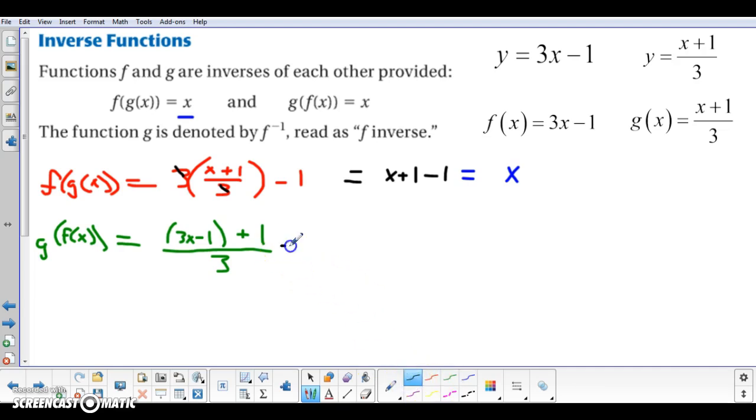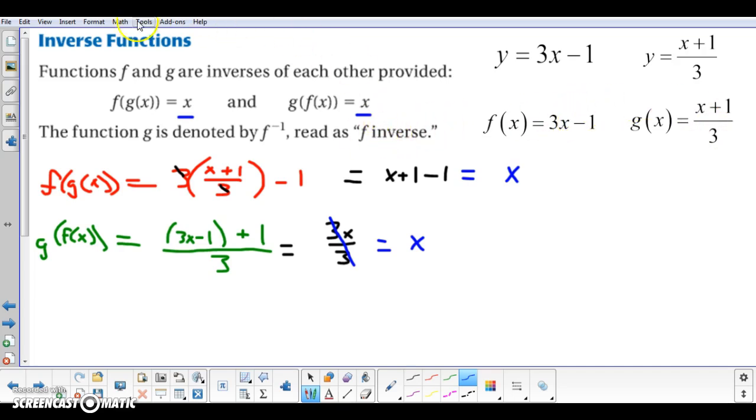Simplifying this expression, because I'm adding in the numerator, I can drop the parentheses, and then negative 1 plus 1 happens to be 0. So that leaves me with just 3x in the numerator, which is divided by 3, which just so happens to equal, after I cancel the 3's, x. So g of f of x is also equal to x, just like I needed it to be. So this proves that these two functions are indeed the inverse of each other.